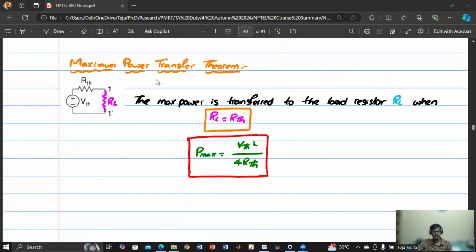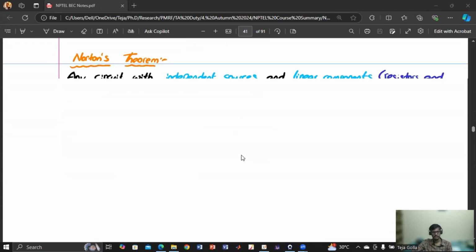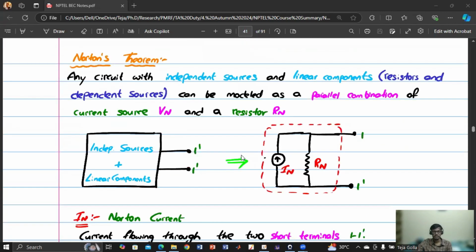So for the maximum power transfer theorem, we have seen that R Thevenin and R load should be equal, and if they are equal, then the power transferred, the P max, will be V Thevenin square by 4 into R Thevenin. So now Norton's theorem is the equivalent of Thevenin's theorem. In Thevenin's theorem, we have V Thevenin and R Thevenin in series. Here you will have I Norton and R Norton in parallel.